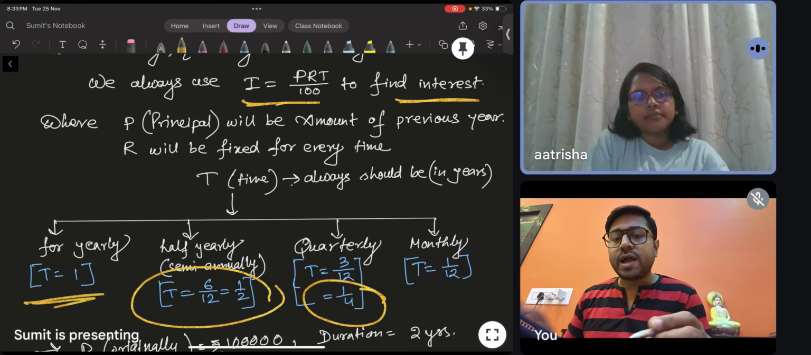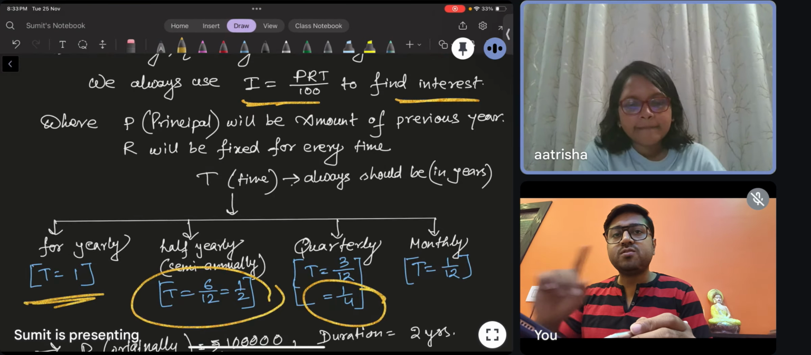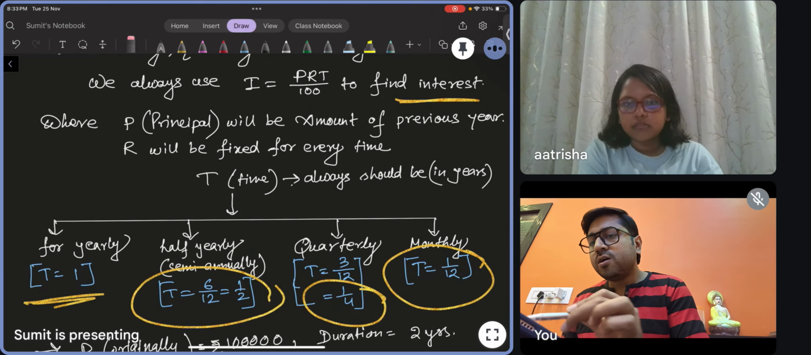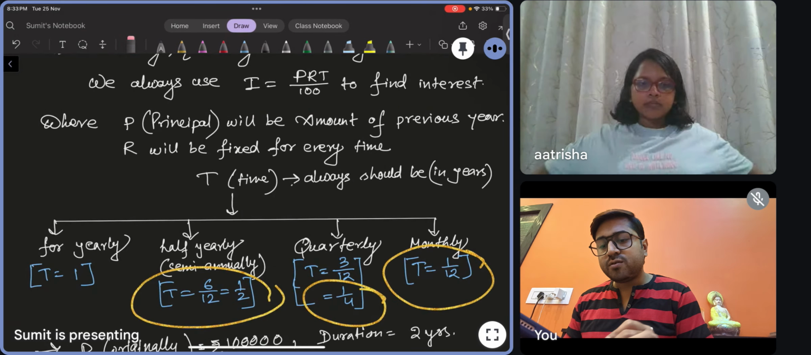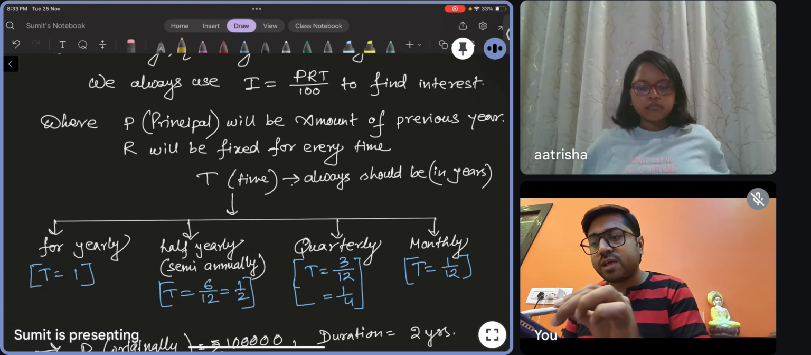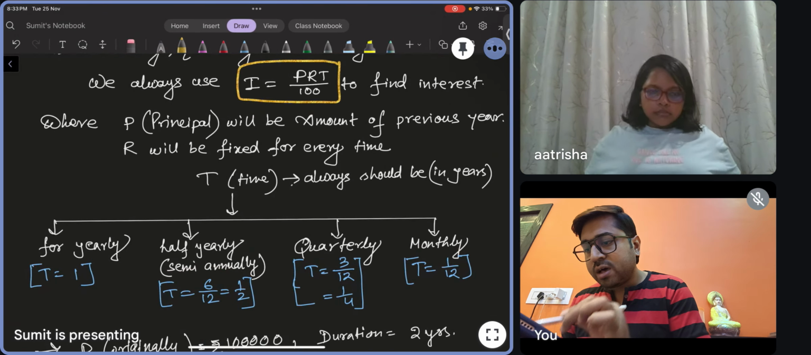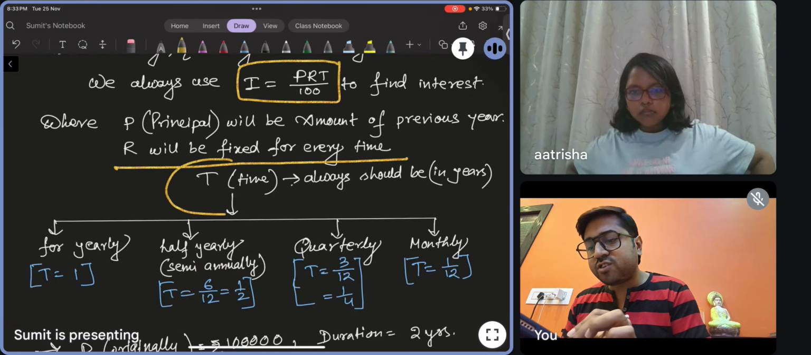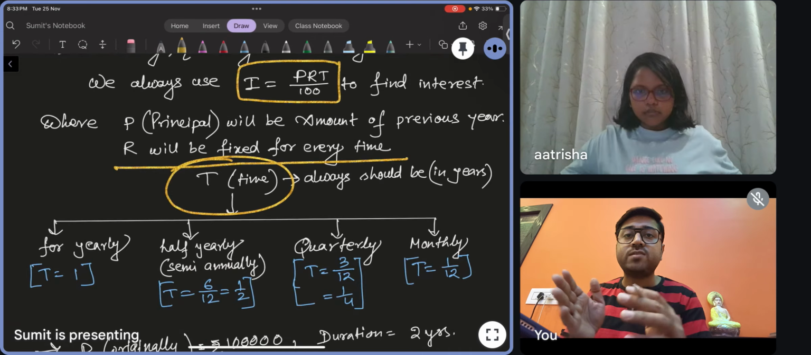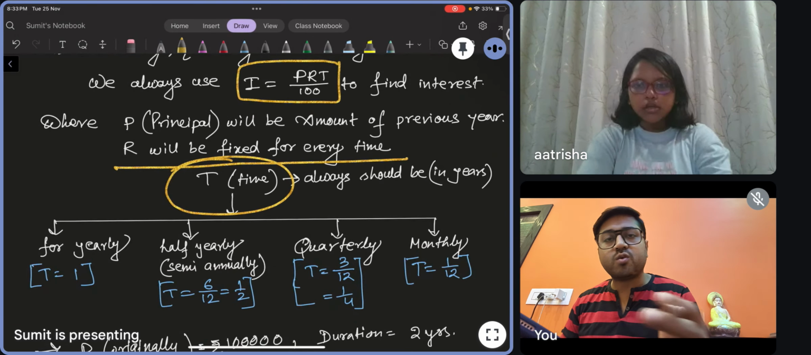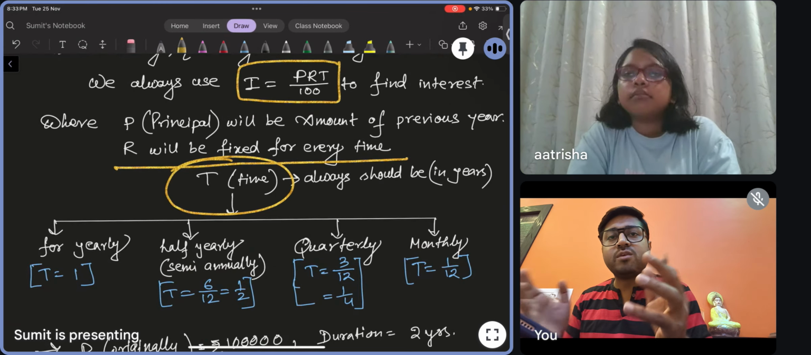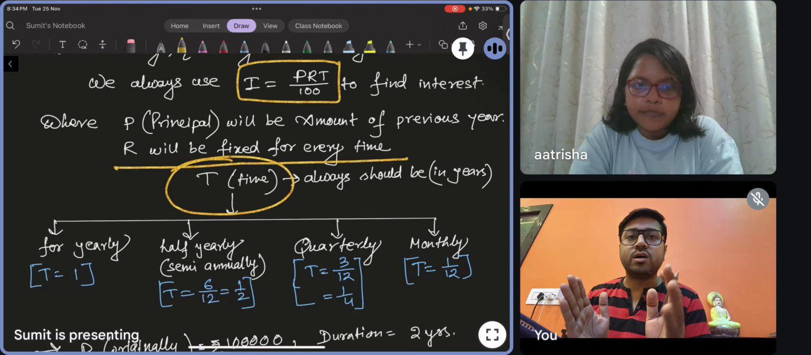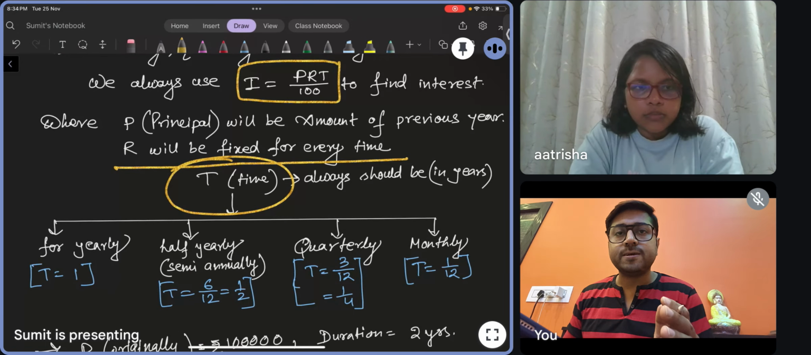And for monthly, monthly means 1 month. 1 month converted into years will be 1 by 12. So when we apply the formula, remember that again I am saying: the rate will be fixed every time, but time will change. If it is given as half yearly or quarterly, then time will be converted into years and then put in. টাইমটাকে মান্থসে কিন্তু আমরা পুট করি না, অলওয়েজ ইয়ার্সেই আমরা পুট করি, ঠিক আছে?